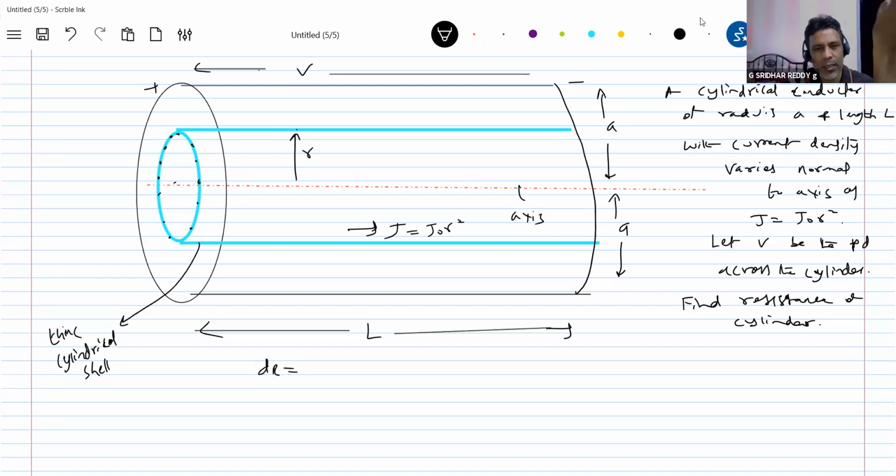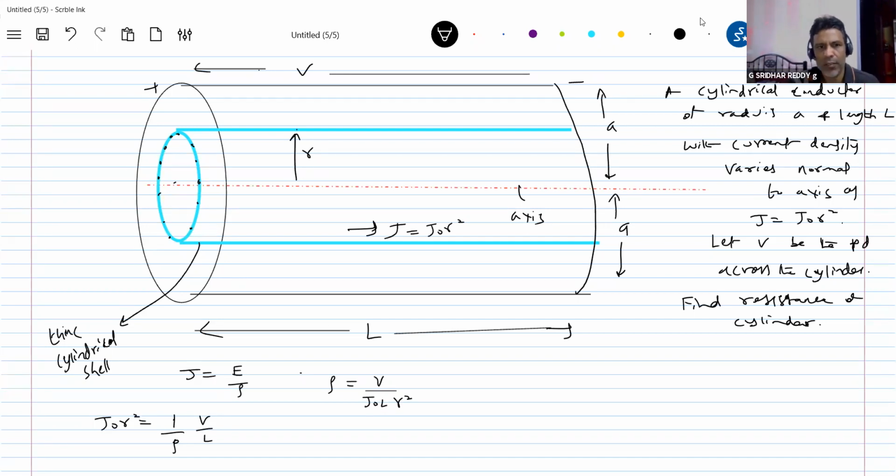But we don't know anything about the resistivity, no? So I'll do one thing. I'll take the help of J equal to E by rho. What is J equal to? J equal to J naught R square, E by rho. Further, what is E? Let me substitute it here. 1 by rho, E is the potential difference per unit length, or potential difference by length. So finally, rho is equal to V by J naught L R square. This will be the value of rho.